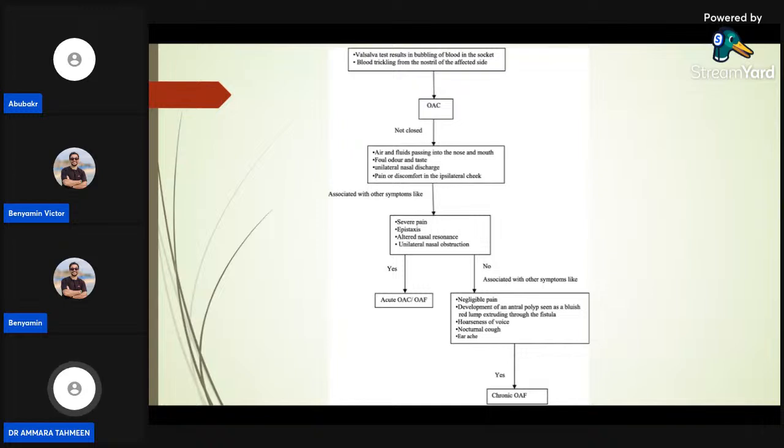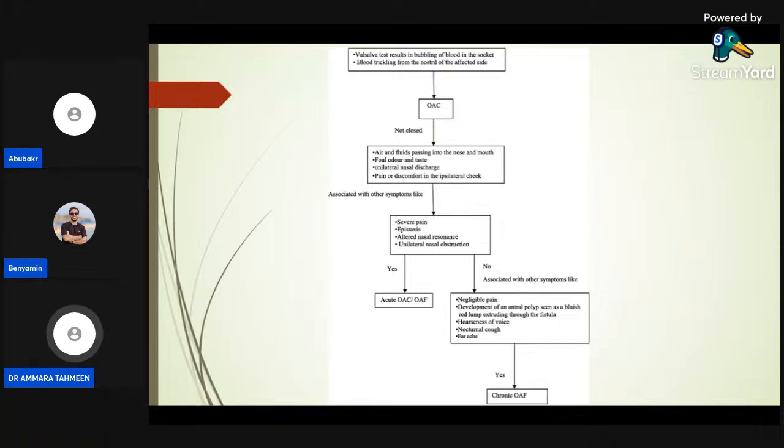There will be pain and discomfort in the cheek region on the same side. And other symptoms, if there is secondary infection which takes place due to the inflammation of the sinus membrane, due to the exchange of the fluids from the oral cavity into the maxillary sinus, the patient will have severe pain. If the blood from the oral cavity has gone into the maxillary sinus, then the patient will start bleeding.